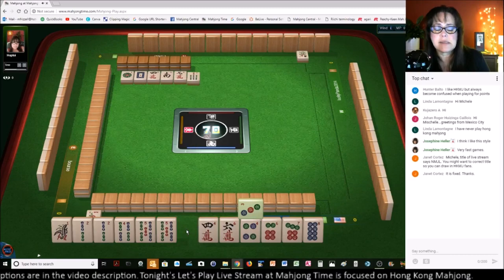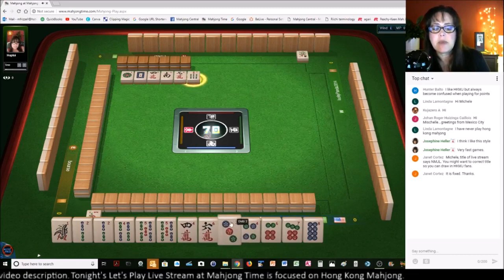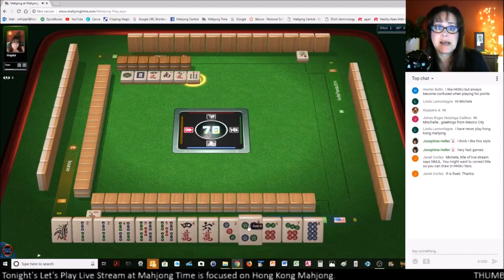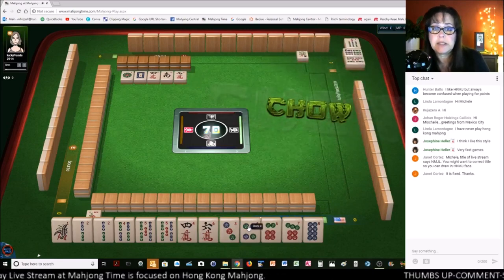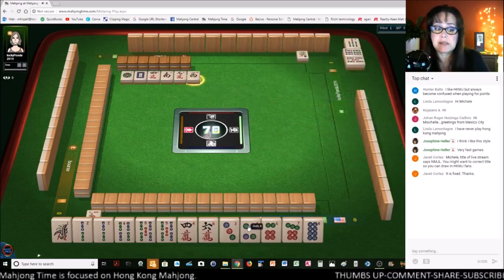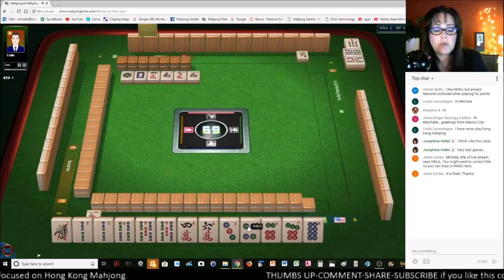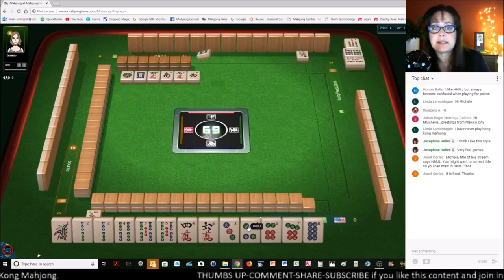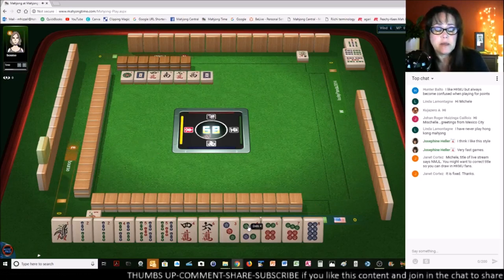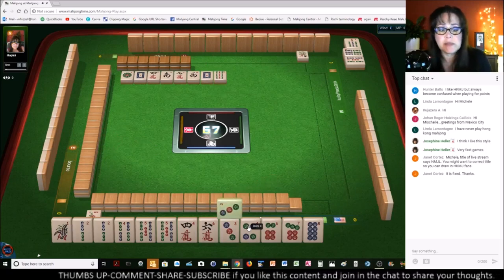Let's see. Let's get rid of the seven. Because now we have a 3-4, which is called a side wait, where we can complete that with one of two tiles. That's good and strong. So right now we have no isolated tiles, which is very good. We just need to improve the shape of some of them.